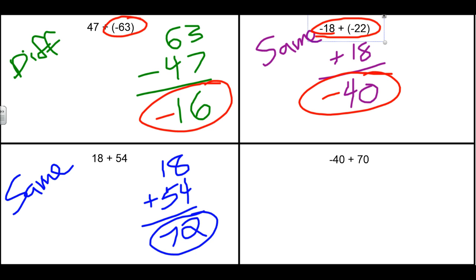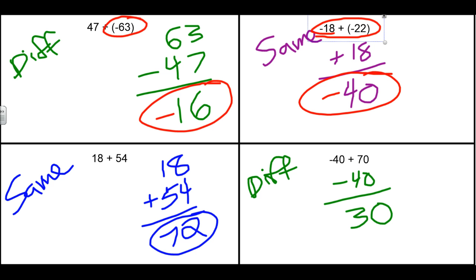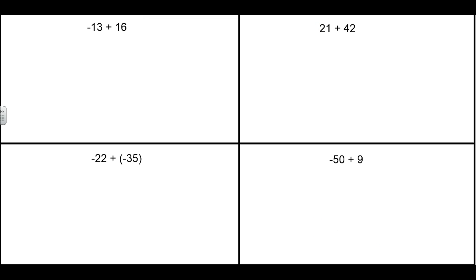And finally, negative 40 plus 70, the numbers have different signs. So 70 minus 40 is 30. 70 has the larger absolute value, and since 70 is positive, our sum must be positive 30. Moving on to the next set of questions, we have these 4.